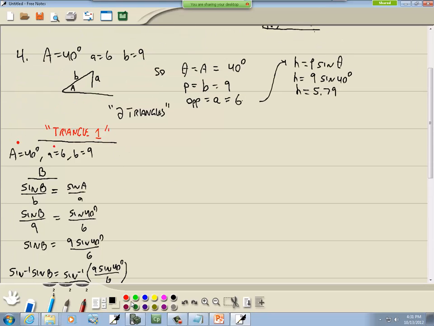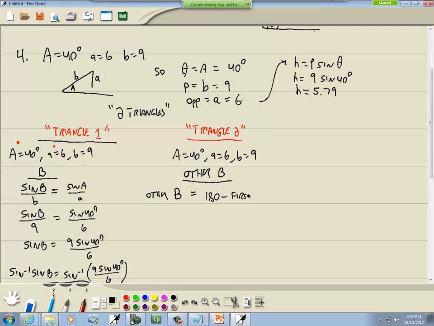So let's come up here, and we're going to now work on triangle 2. Now, this does not change. We still know this information. A is equal to 40 degrees. Little a is 6. Little b is 9. We're now going to find the other B. Well, the other B is given by this formula. Other B is going to equal 180 minus the first B. So I'm going to drop the other part, and we're just working with the second triangle. So we're finding B is equal to 180 minus our first B.